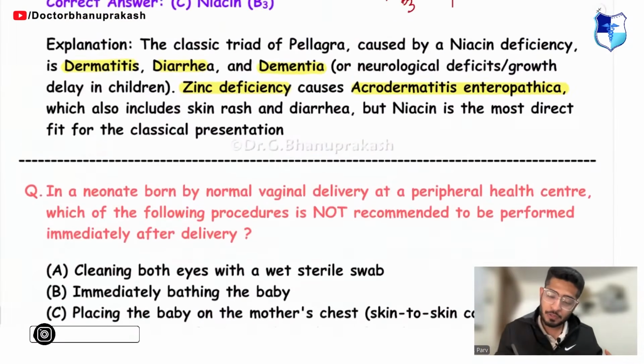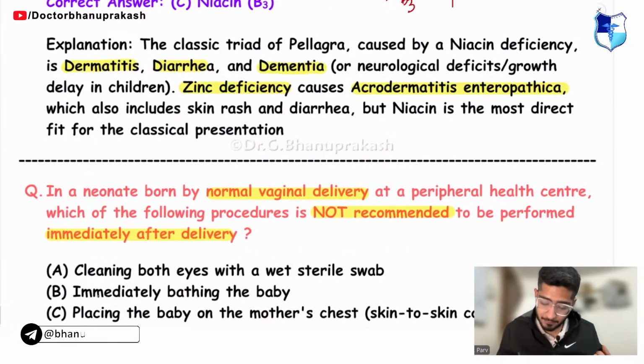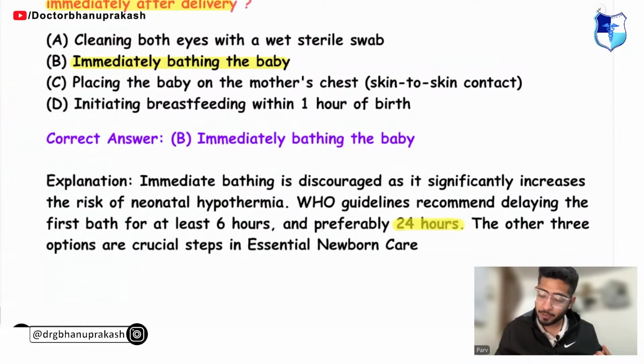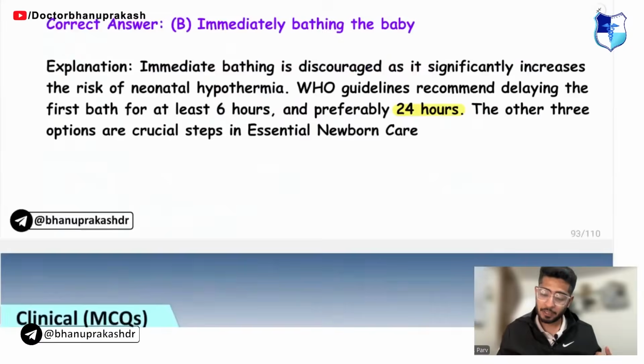In a neonate who is born with a normal vaginal delivery at a peripheral health center, which of the following procedures is not recommended to be performed immediately after delivery? Yes, immediately bathing. Bathing should not be done immediately. It is actually done preferably by 24 hours. So you have to understand, preferably by 24 hours.